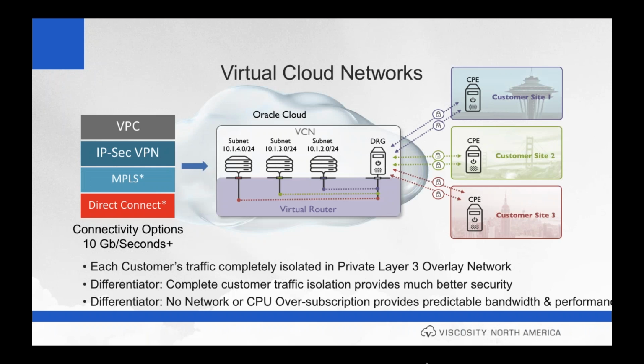So what does connectivity look like? Again, like I said, you have 3 to 4 different options. You have VPC, you have IPsec VPN. If you have an MPLS provider, you can use MPLS to connect into your environment, and you can have direct connect, fast connect. So this is all layer 3 connectivity or layer 3 overlay connectivity.